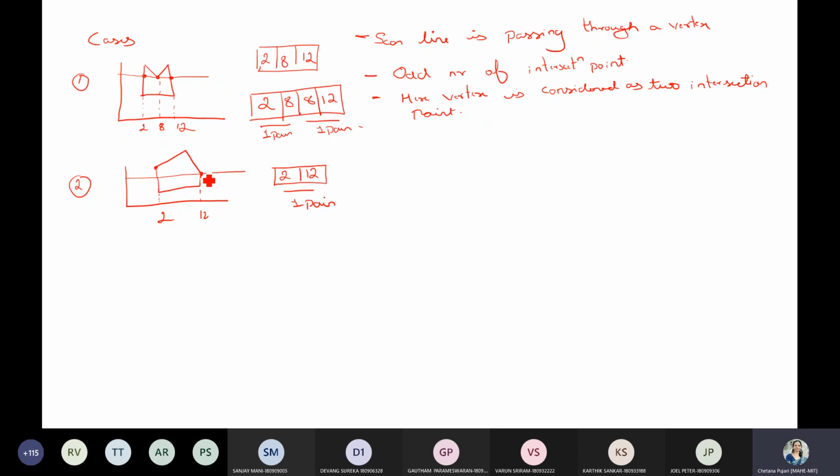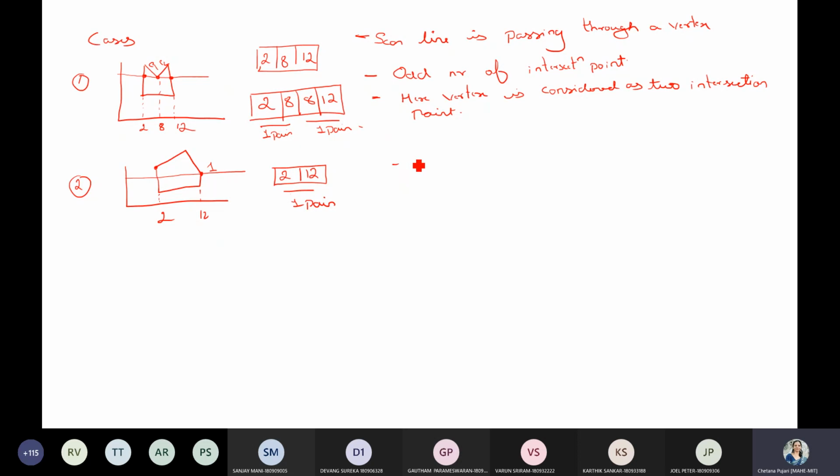So in this case, whatever vertex you are passing through, the edges are on different sides of your scan line. Hence you are considering it as 1. So 1 and 2, only 2 points are considered. Whereas in this case, the edges, that is your E1 and E2, are on the same side of your scan line. Hence it is considered as 2. So 2, 3, 4, which means you have 4 intersection points. In this case, it is considered as only 1. Hence you have only 2 intersection points.